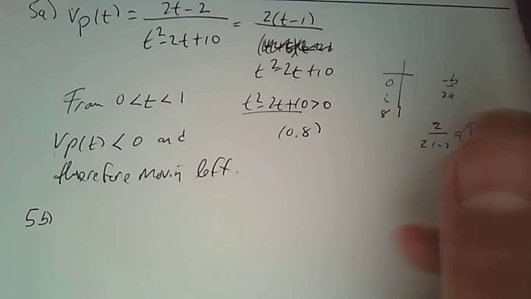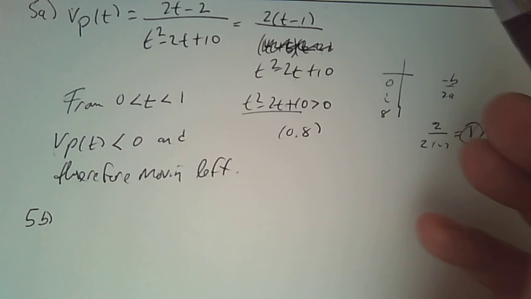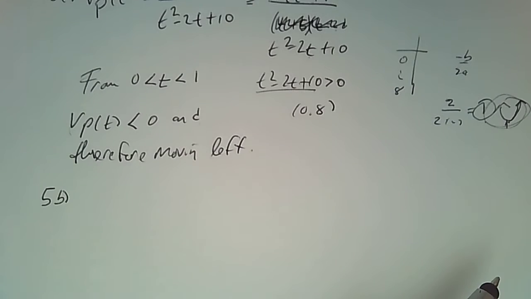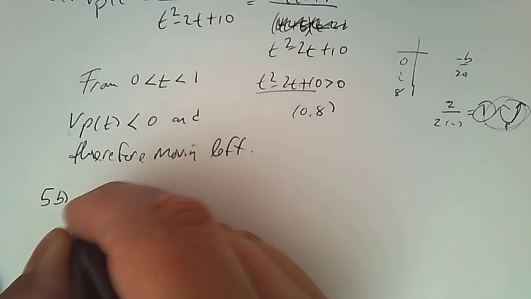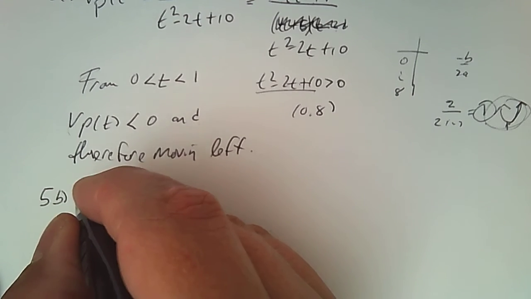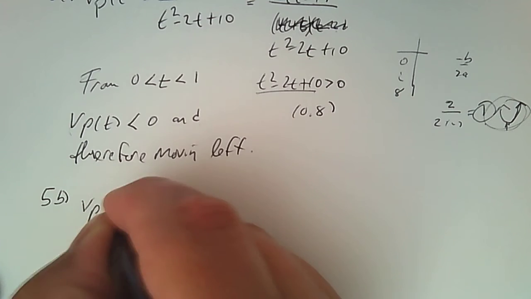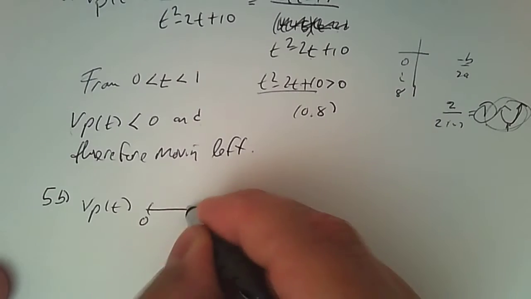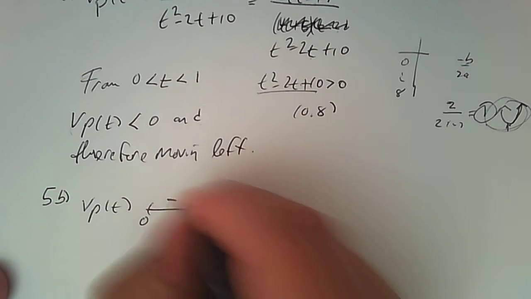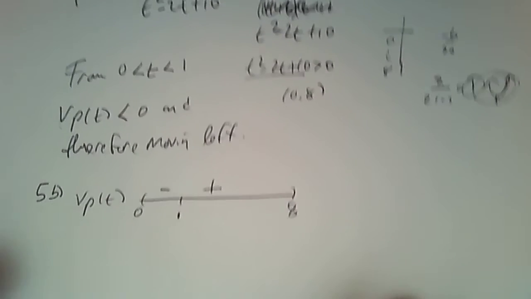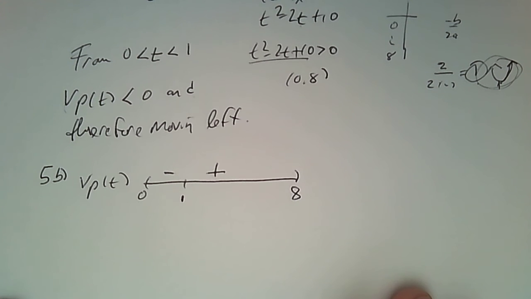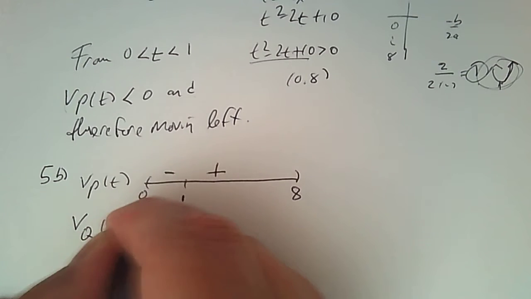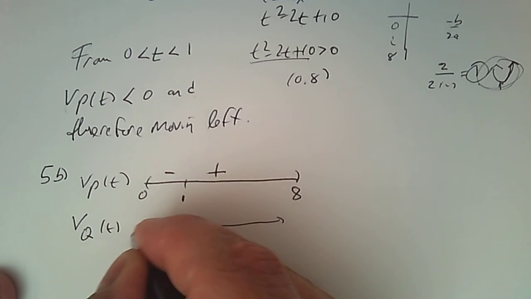Part B, find all times in which the two particles travel in the same direction. For traveling in the same direction, we're looking at the velocity for both. For P, we just found out from 0 to 8 that at 1, it goes left, and then after 1 it changes direction and it goes right. The velocity for Q, we still have to look at.